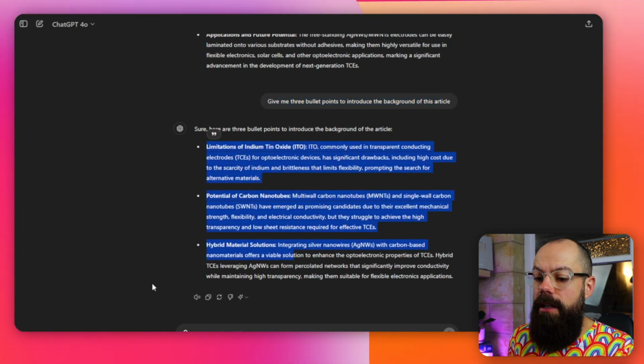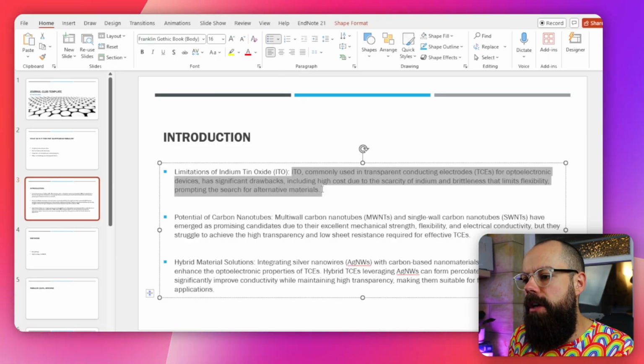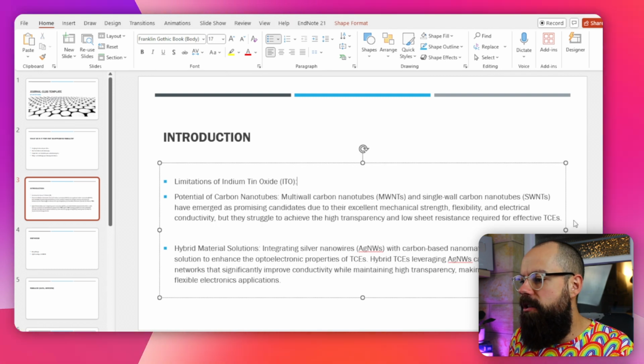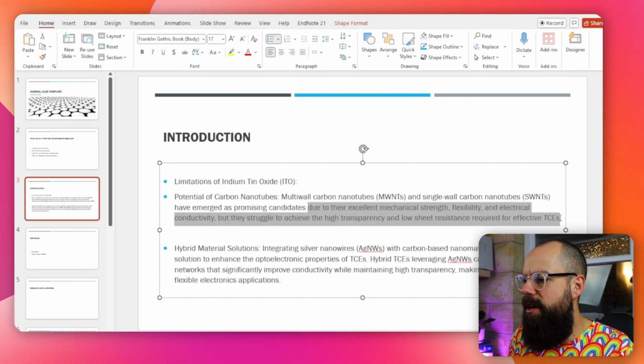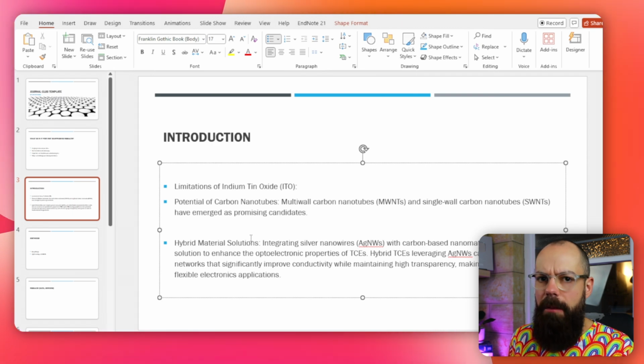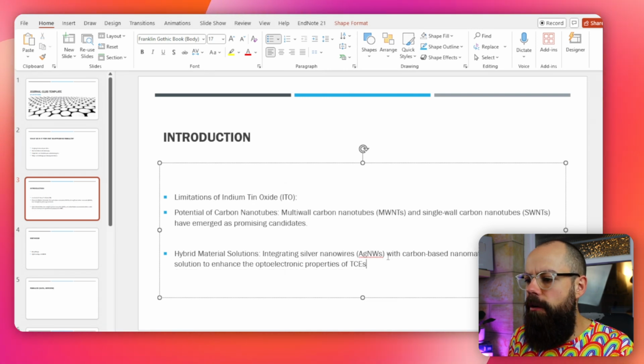So I've taken these and I've just copied and pasted it over to the introduction section. This is far too wordy, by the way. PowerPoints should be to support what you're saying, not for people to have to read. So I know that I've got limitations of ITO, so I may just get rid of that. I may actually get rid of most of this. So I may just say silver nanowires and carbon nanotubes come now as promising candidates. I may just get rid of all this because I can talk about that instead of people having to read it. Hybrid material solutions. Okay, yeah, I'm going to actually get rid of all of that as well. So we can talk about integrating two things together. Brilliant. This is what it's all about now.